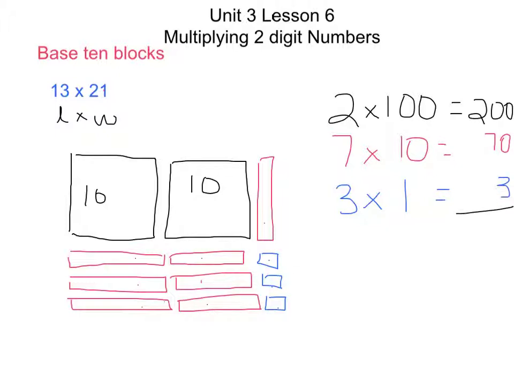If we were to stack these and add them, which I did, and I made sure that all of my numbers were in the proper place value, so 0 plus 0 plus 3 would be 3, 0 plus 7 is 7, and 2 plus, well, there's nothing else there, that would just be 2. So their answer would be 273.